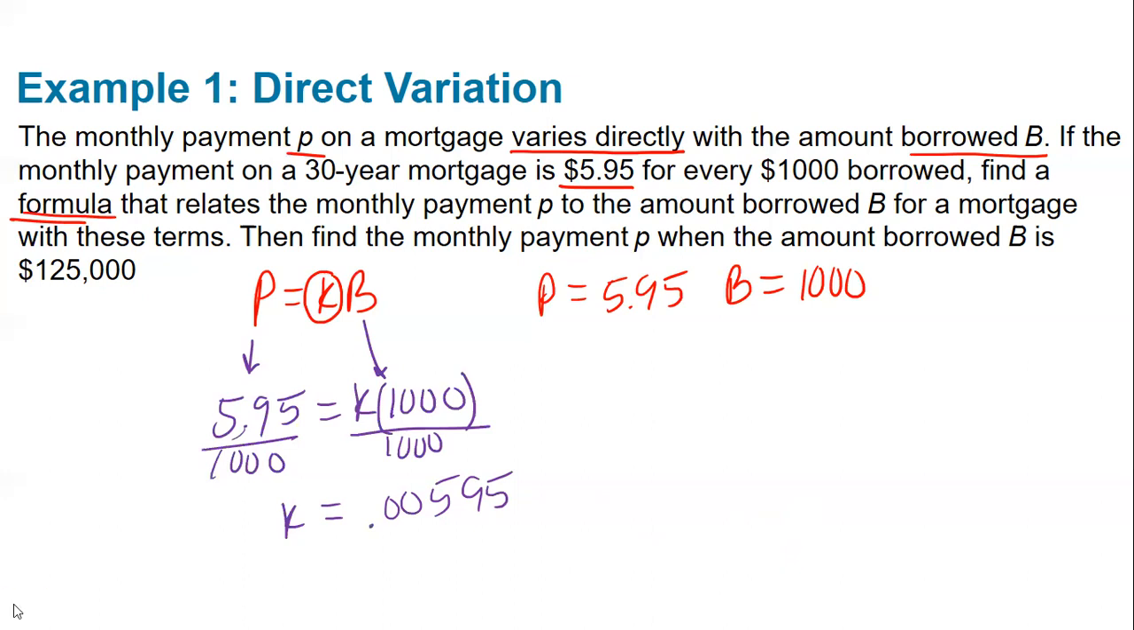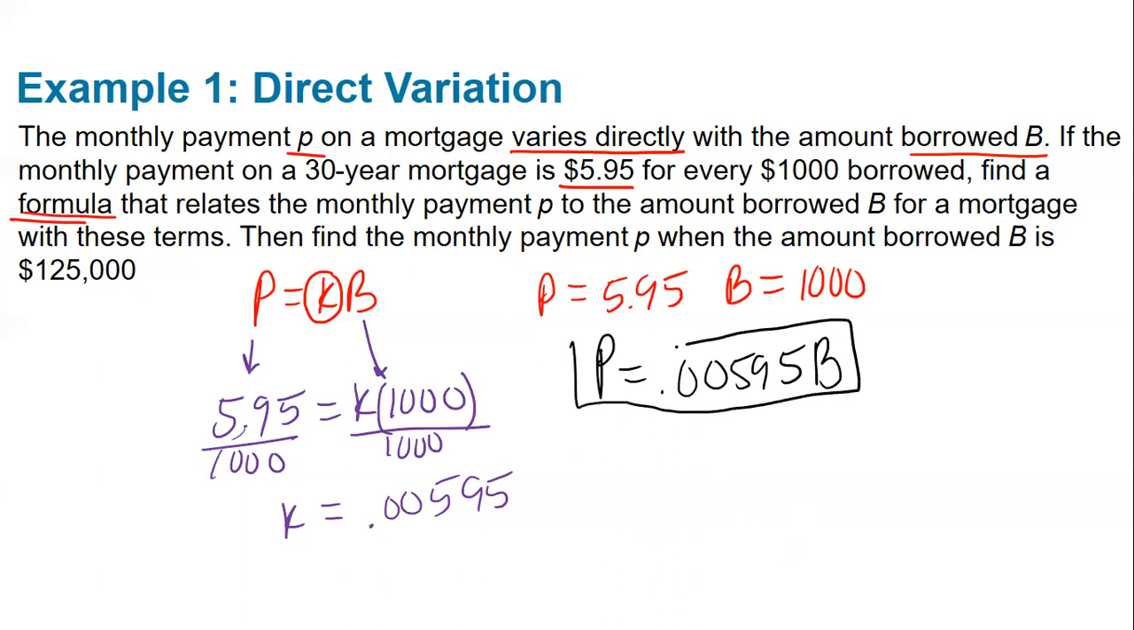Okay, so now that I have K, I can create a formula. So my formula is P equals 595 hundred thousandths times B. So that was part 1, creating the formula.